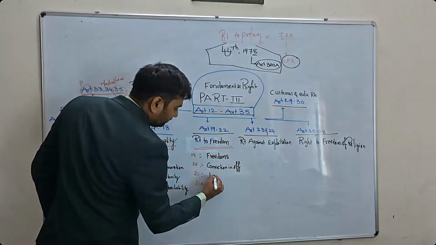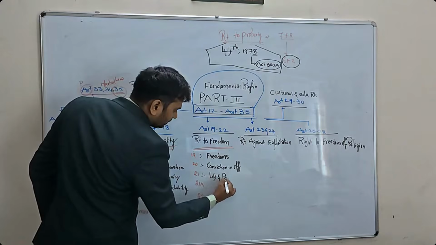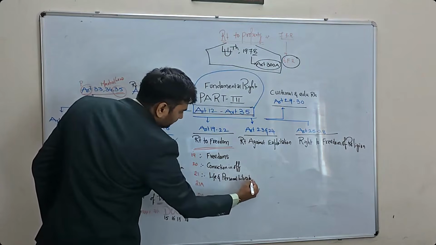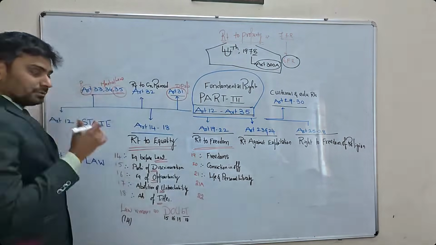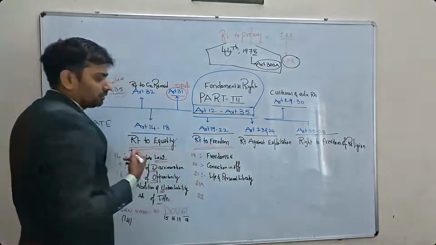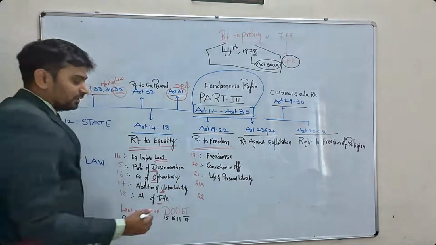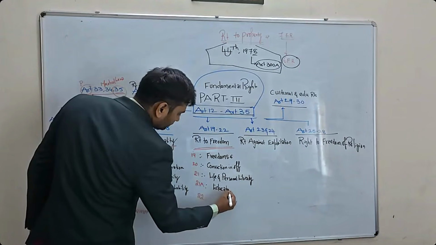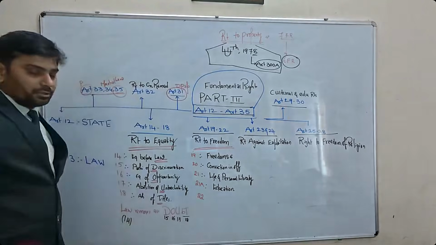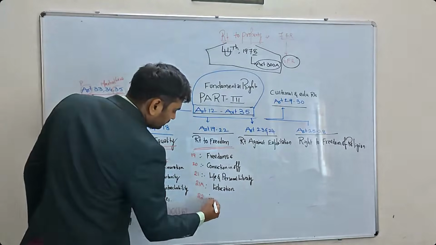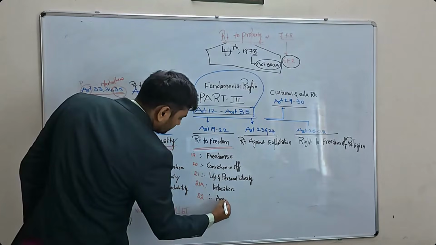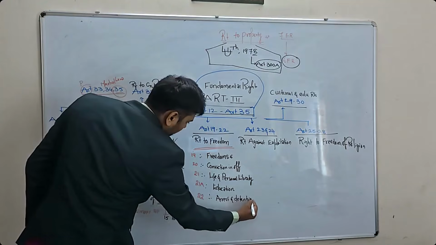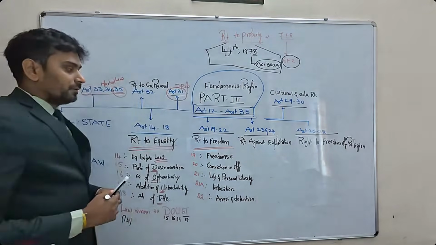21: right to life and personal liberty. And then 21A, right to elementary education. And 22 is right against arrest and detention. So these are the freedoms.